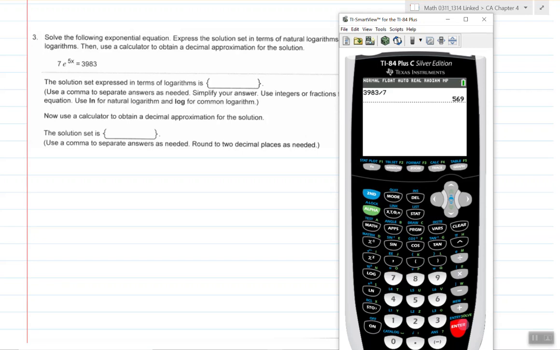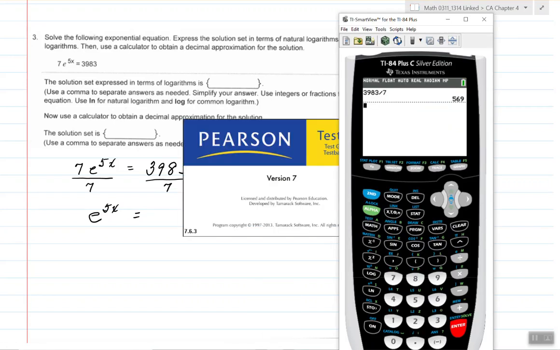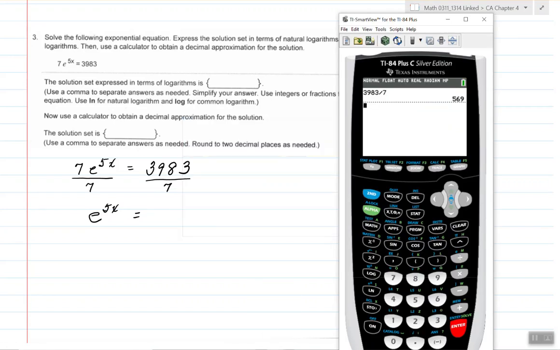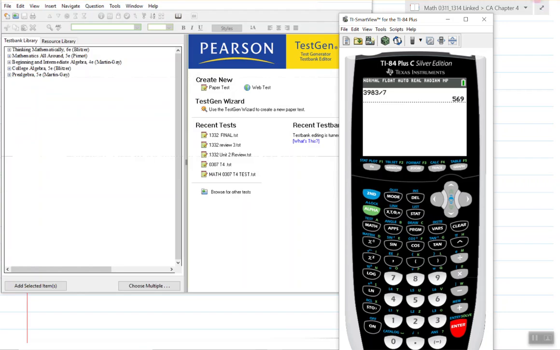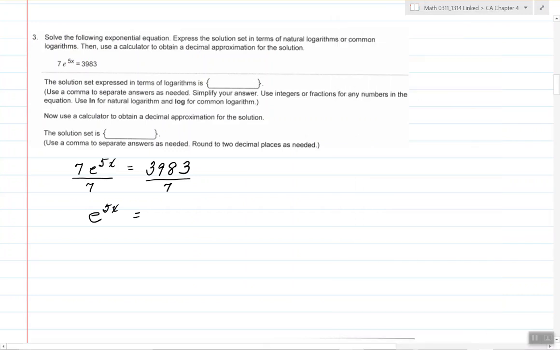It does. So I had 7 e to the 5x is equal to 3983. To isolate, I will divide both sides by 7. I get e to the 5x is equal to, let me see what that number was again. All right, it was 569.